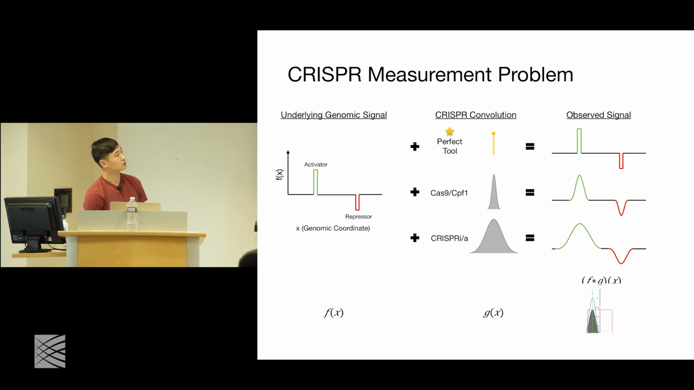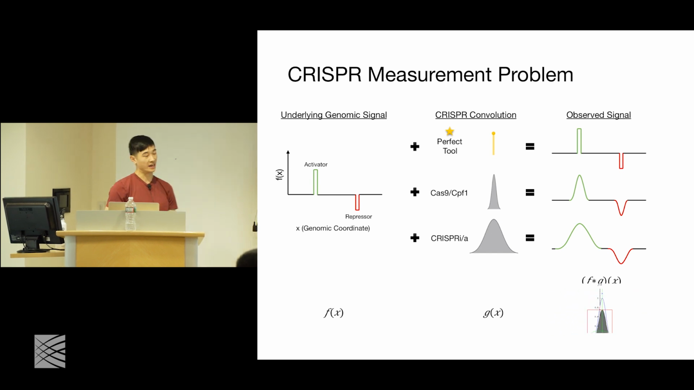So CRISPR-Cas9 and CRISPR interference and activation technologies have some sort of variability in the perturbations they introduce into the native genome sequence, and this results in different types of distortions of this underlying signal.